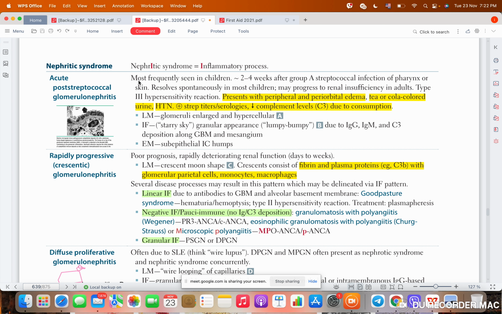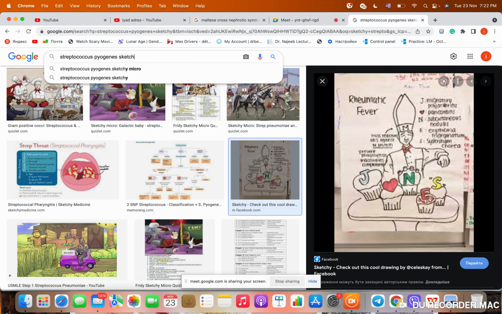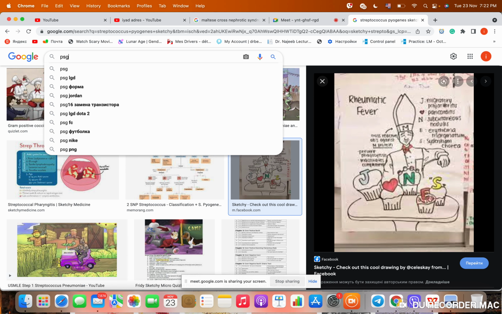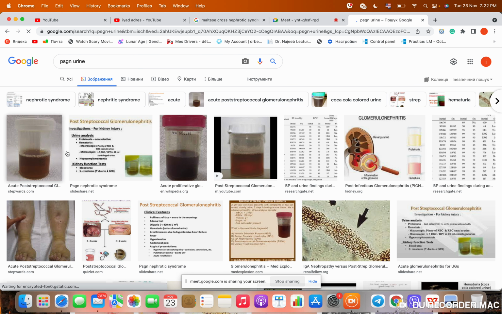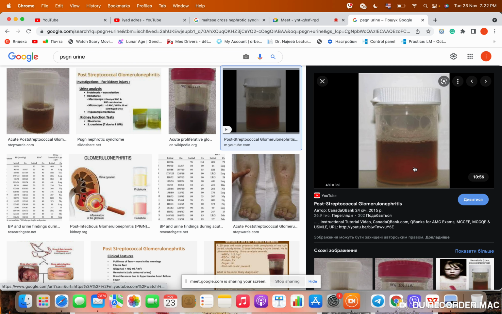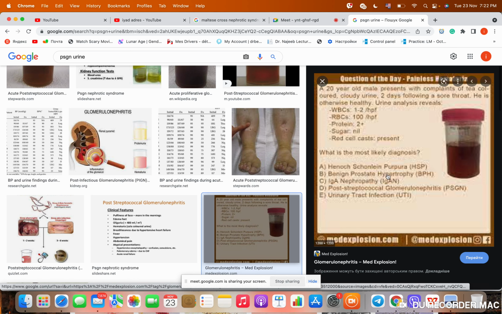So they write that it presents with peripheral and periorbital edema and with tea or Coca-Cola colored urine. Well, let's take a look at that. I love looking at urine. That sounded bad. Post-streptococcal glomerulonephritis urine looks really dark. Look, it looks like tea, really bad tea that you don't want to drink. It's blood, basically.